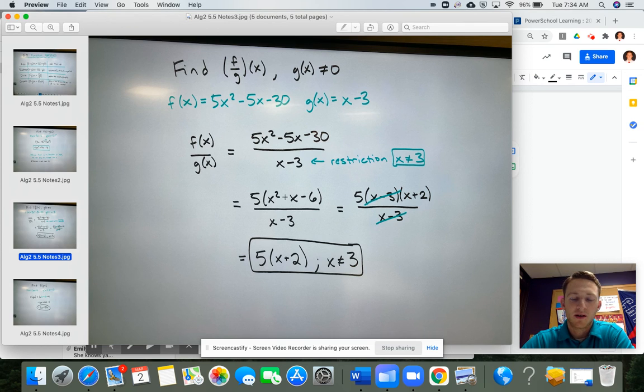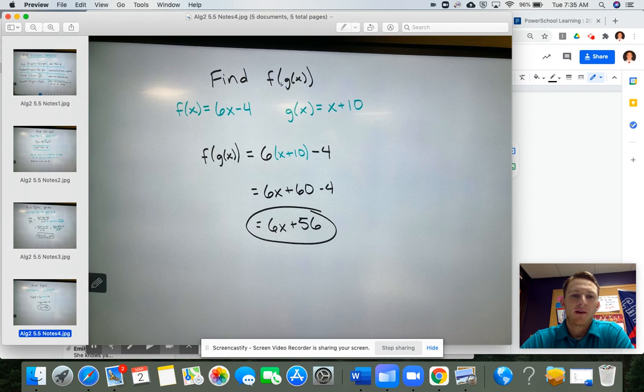So then just looking at this quadratic right here, we can factor this one step further. Remember, we're going to add to the middle and multiply to the outside. So what multiplies to negative 6 and adds to negative 1? Negative 3, so x minus 3, and x plus 2. We can simplify this. We have an x minus 3 on the top and bottom. So what do we have left over? 5 times x plus 2. And reminder from up here, x cannot be 3.